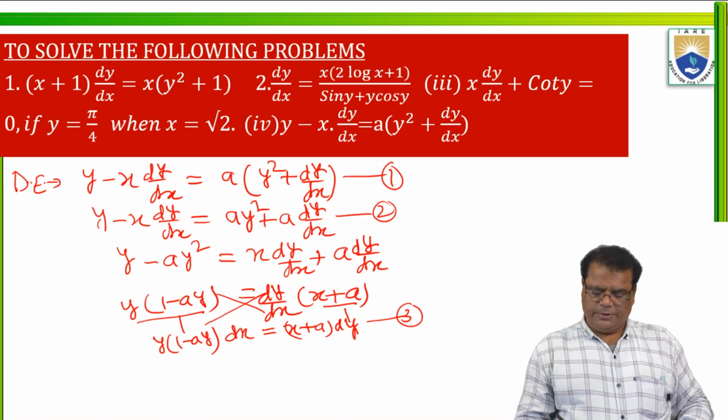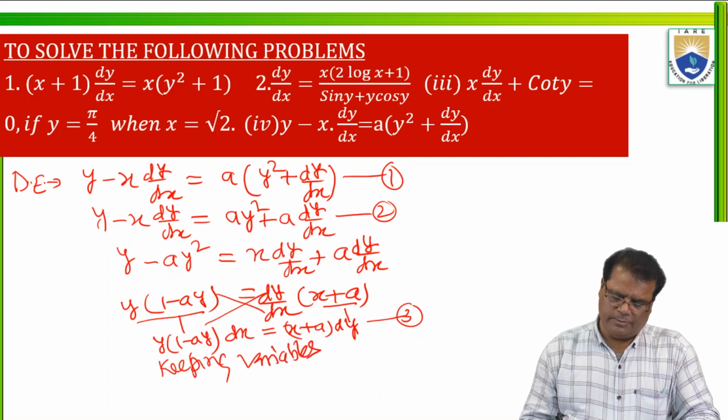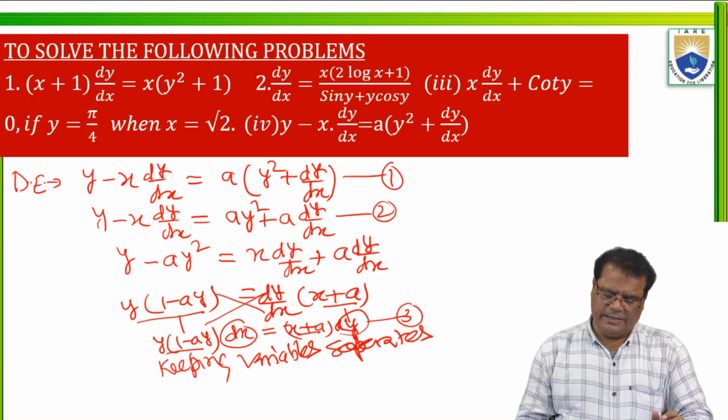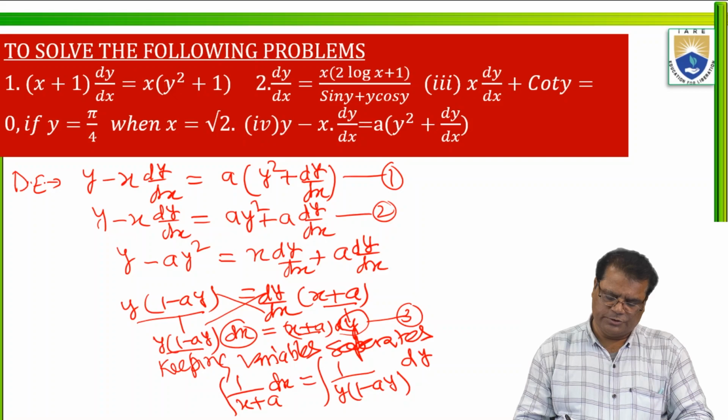Keeping variables separate: here is x but here is dy, and here is y but here is dx. So we take 1 upon (x plus a) dx equal to 1 upon y(1 minus ay) dy. Now integrating on both sides.